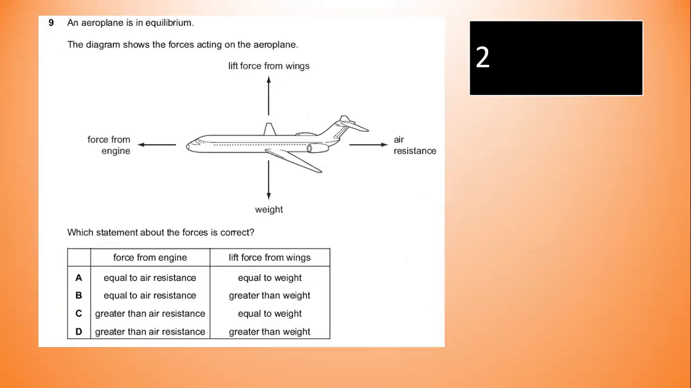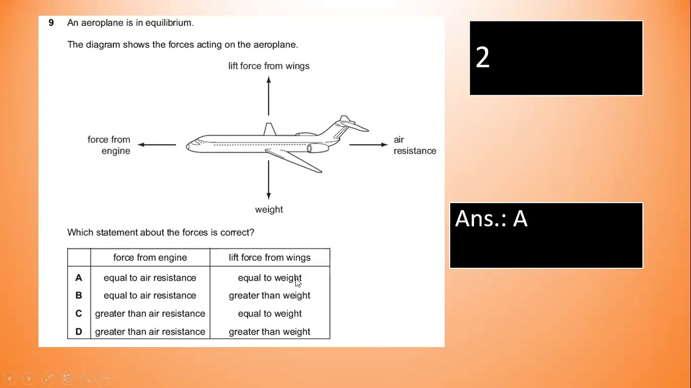Same thing. An aeroplane is in equilibrium. The diagram shows the forces acting on the aeroplane. You've got the lift force from the wings, that's the weight, that's air resistance or we call drag, and there's a force from the engine. Which statement about the forces is correct? Remember, it's moving with constant speed and constant height. Force from the engine equals air resistance. That's correct. Lift from the wing equals weight. Our answer is A.